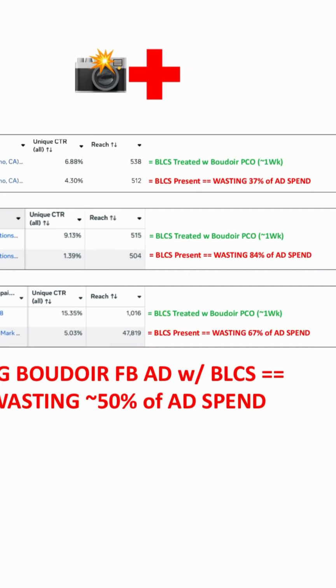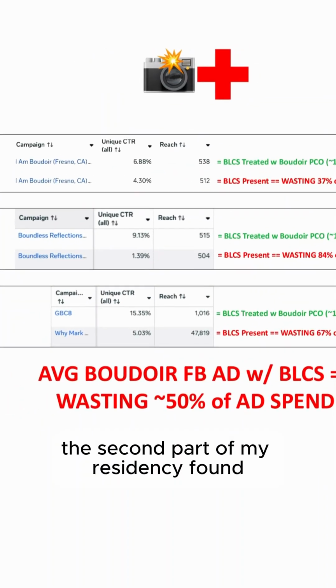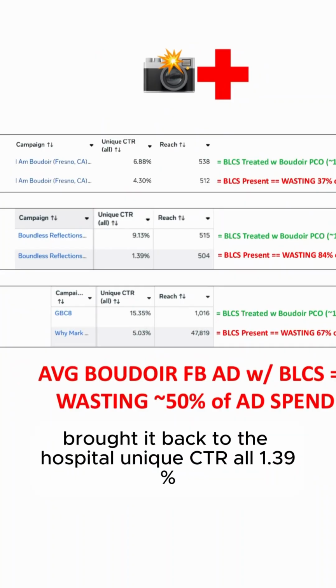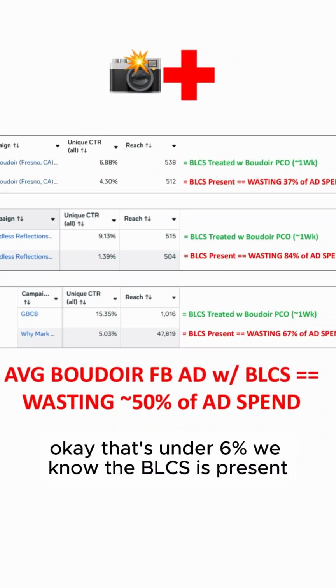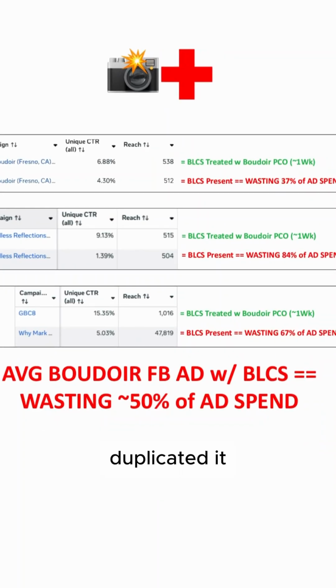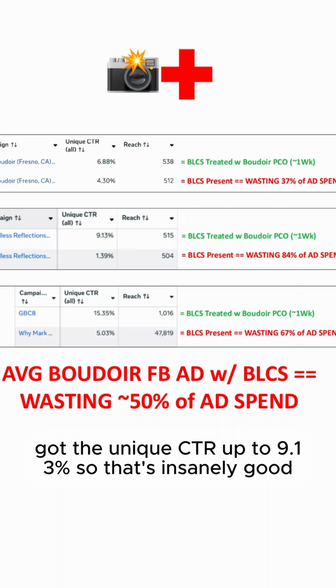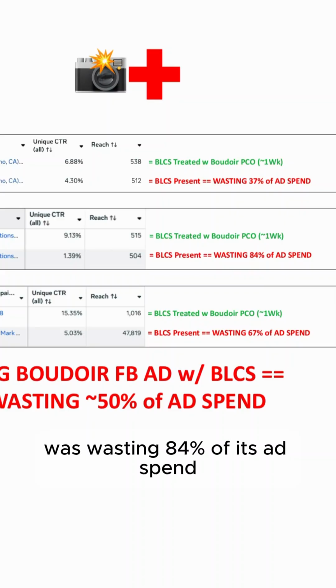Now, for the second part of my residency, I found another Boudoir Facebook ad in the wild and brought it back to the hospital. Unique CTR all: 1.39%. That's under 6%, so we know that BLCS is present. I duplicated it, treated it with Boudoir Pico, which took about a week, and got the unique CTR all up to 9.13%. That's insanely good. We found out the original was wasting 84% of its ad spend.